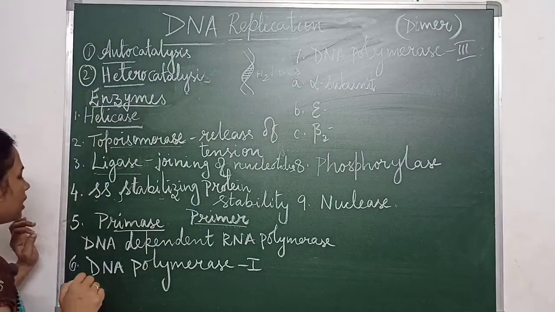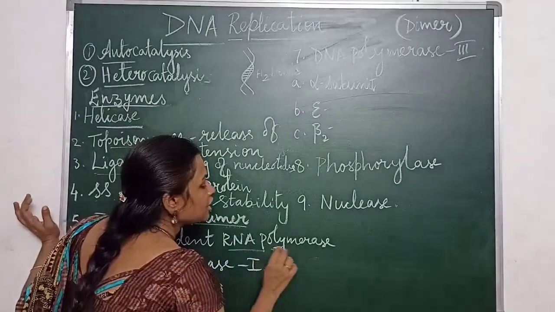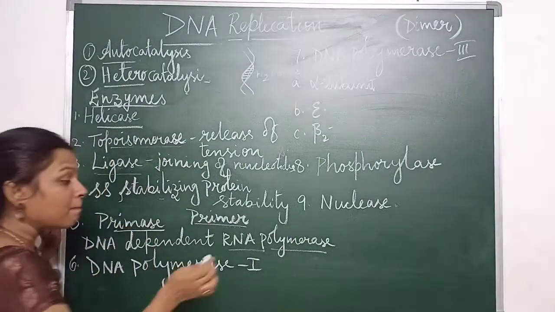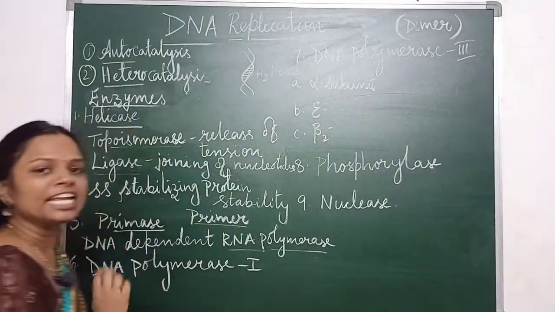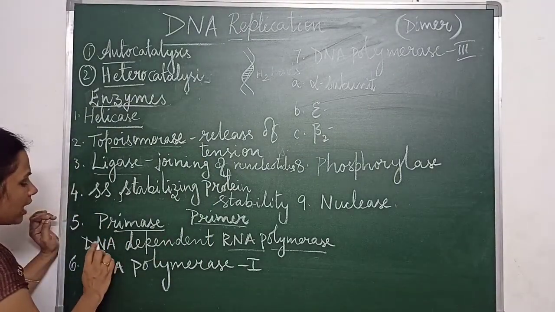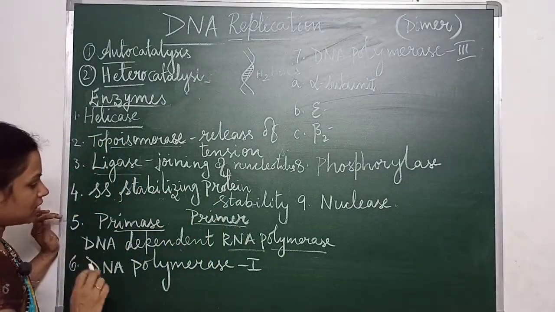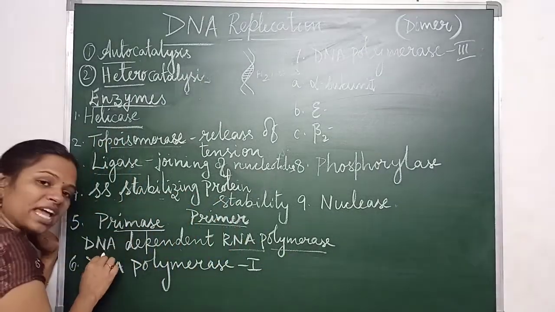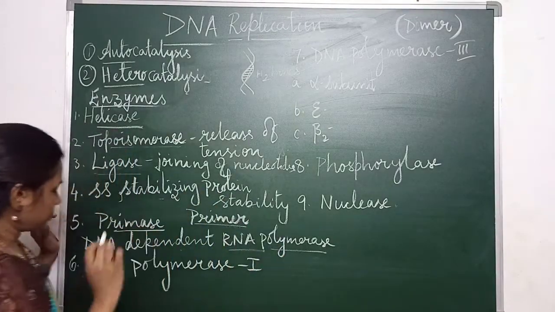Yes? Okay. Now, basically this is an RNA polymerase enzyme, but it is controlled by DNA itself. That is why primase is also called DNA dependent RNA polymerase. Understood? The primase is also called DNA dependent RNA polymerase, right?